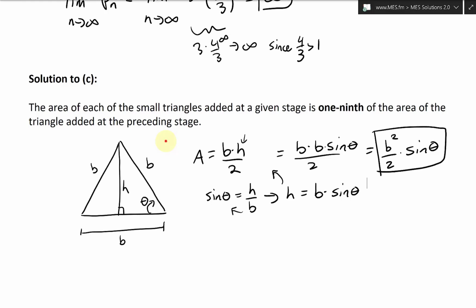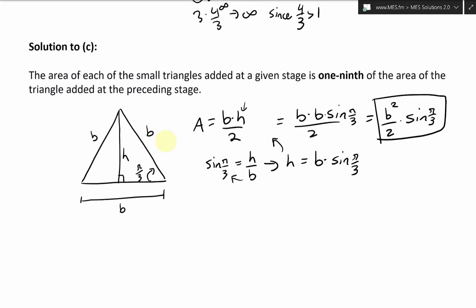But in fact, we're not dealing with just any triangle. This is an equilateral triangle, so theta is going to be pi over 3. I'll just leave it like this instead of actually solving it. All of these angles are pi over 3, and they're all equilateral triangles.